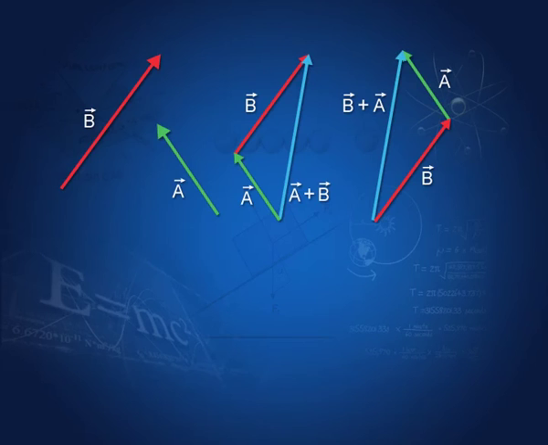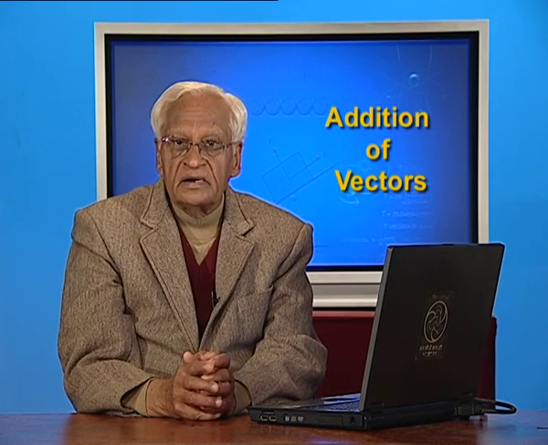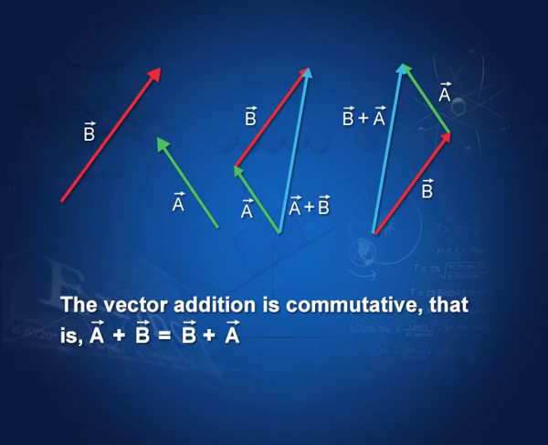You can add B to A and you can show vector A plus B is equal to vector B plus A. That means vector addition is commutative. The order does not matter, whether you add A to B or whether you add B to A does not matter. So, vector addition is commutative in its property.